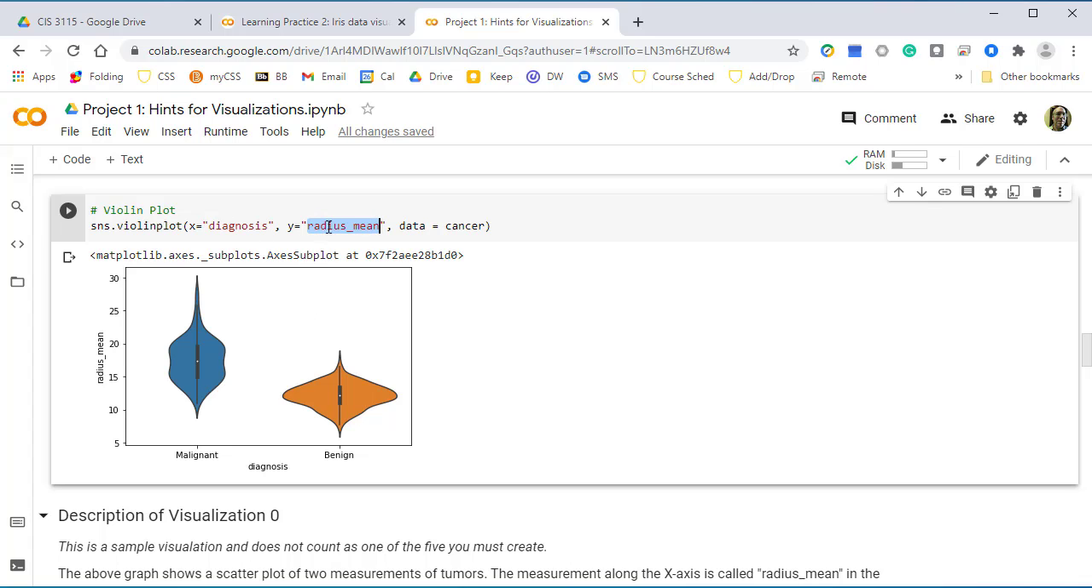But that's kind of the idea, and you can actually look at some different attributes and see if there are ones that could be used to separate this data better. Okay, that's your introduction.